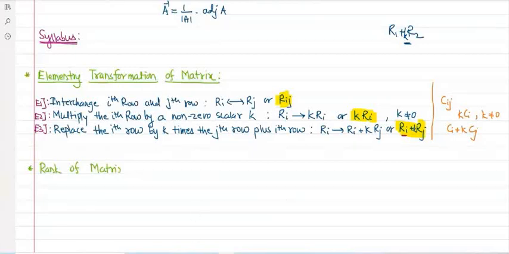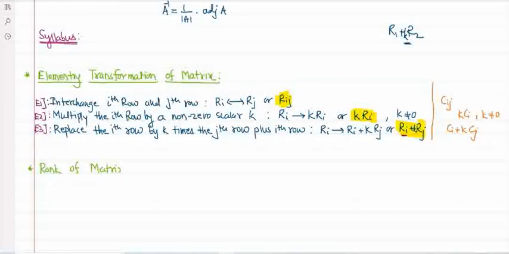Before defining the rank of a matrix, I will define the minor of an element. Minor of an element we already defined. Now, minor of order R. Let A be a matrix of order m by n.